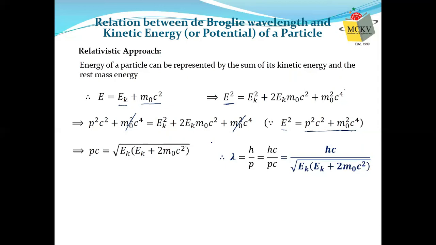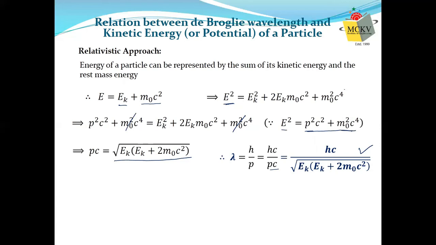Since wavelength is h by p, you can write hc by pc by multiplying the velocity of light in free space on numerator and denominator and replacing pc with the quantity that we have estimated. The wavelength of the de Broglie wave can be written as hc by root over Ek into Ek plus twice m naught c square.